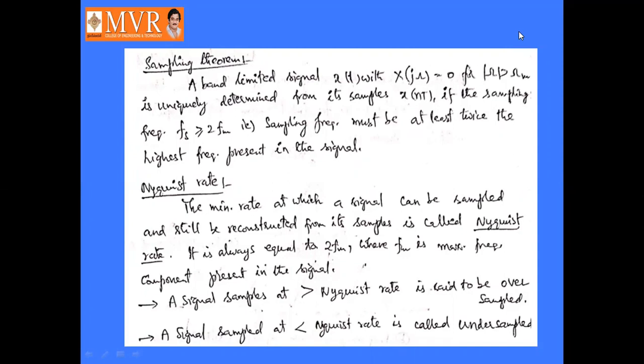If a signal is sampled at a rate greater than the Nyquist rate, it is said to be oversampled, and a signal sampled at a rate less than the Nyquist rate is called undersampled.